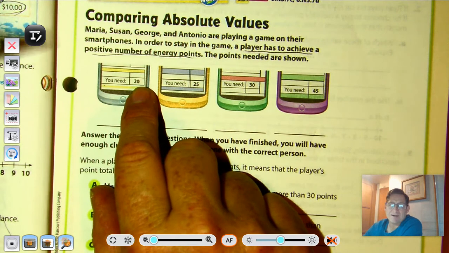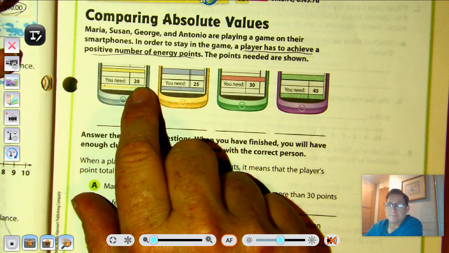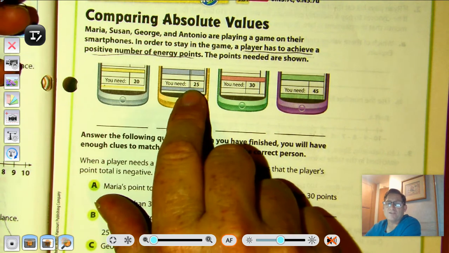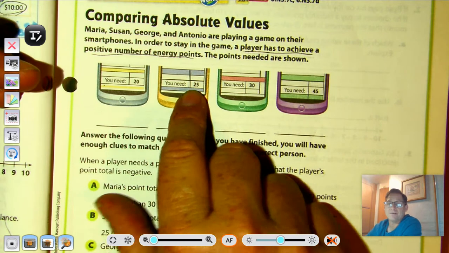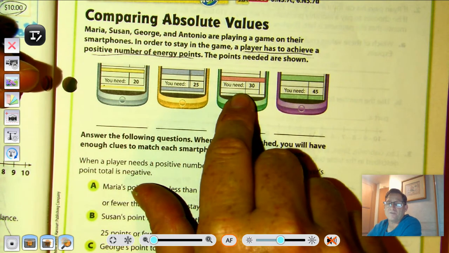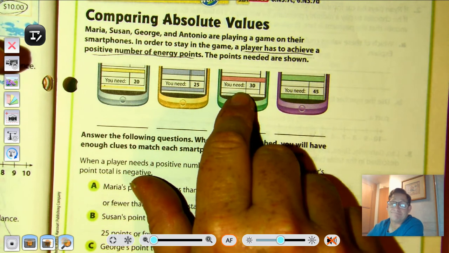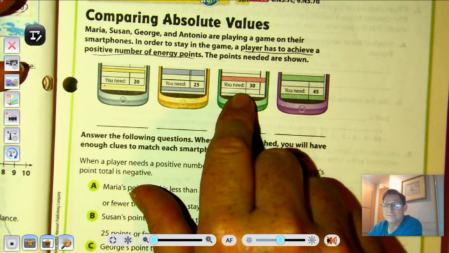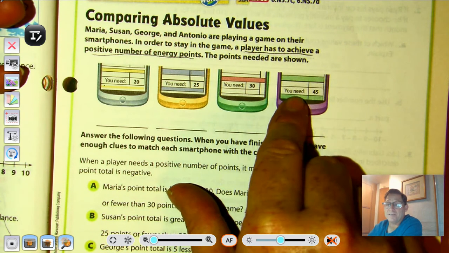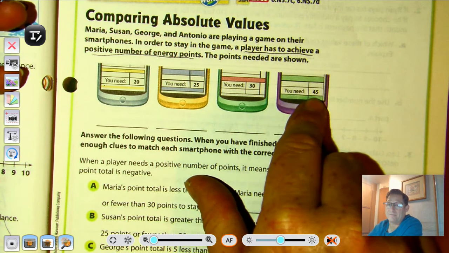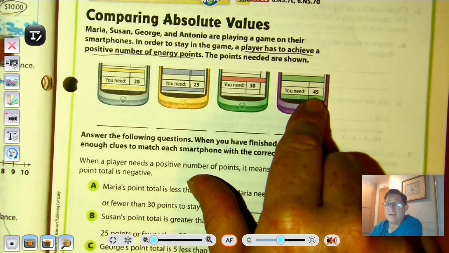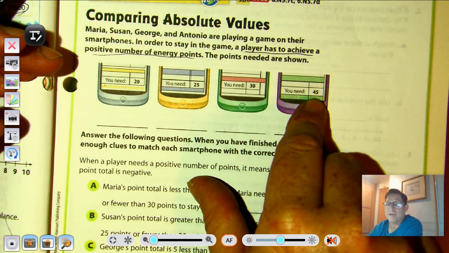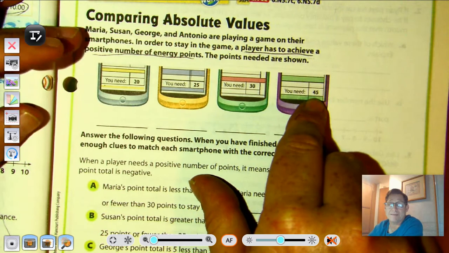So we could say maybe they're like at negative 19. This person needs 25, so we could say maybe they're at negative 24. This one needs 30, so they'd probably be at like negative 29. And here, this person needs 45. So they're probably at like negative 46 or something like that. I'm sorry, negative 44 or something like that.